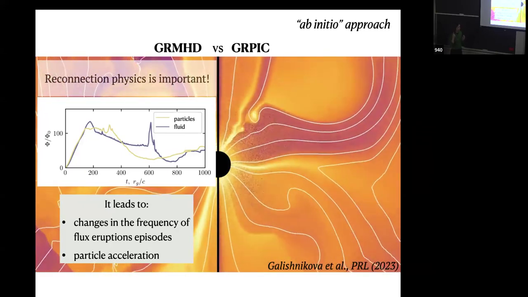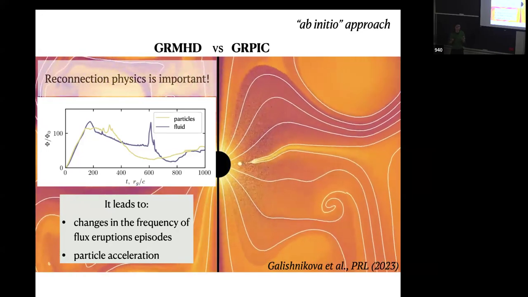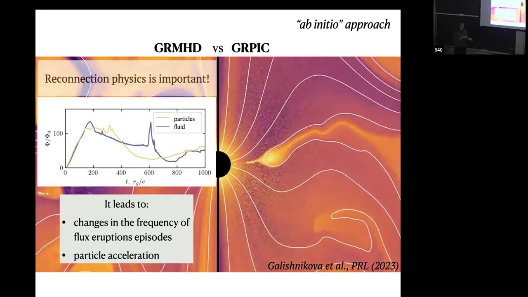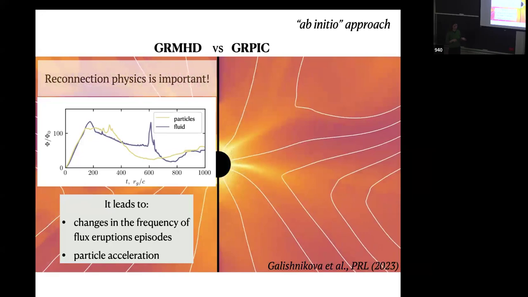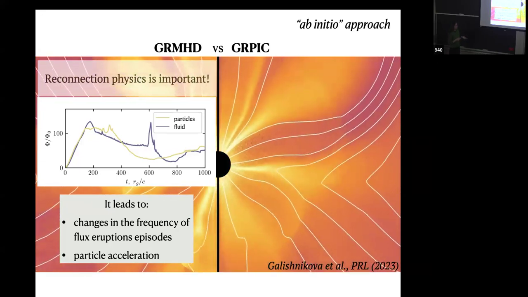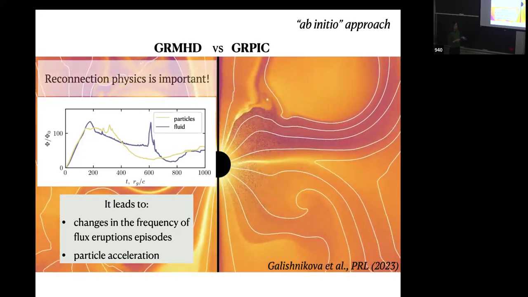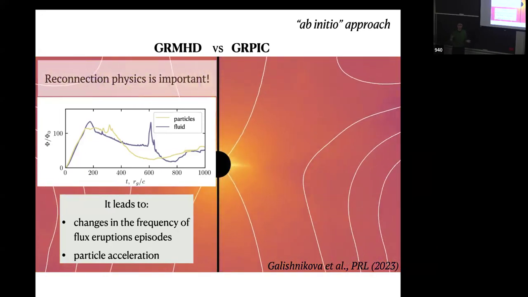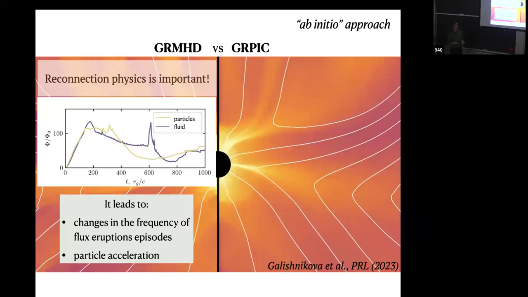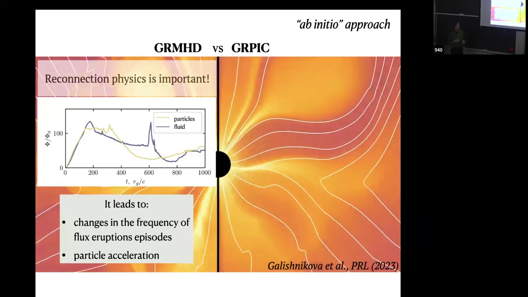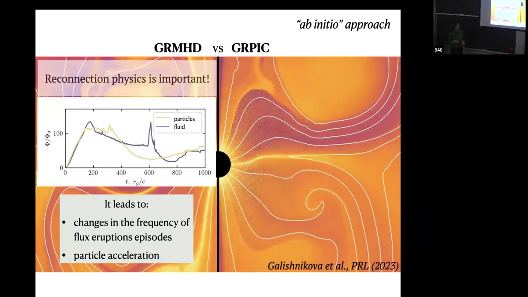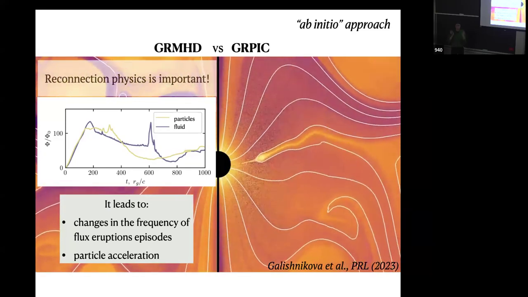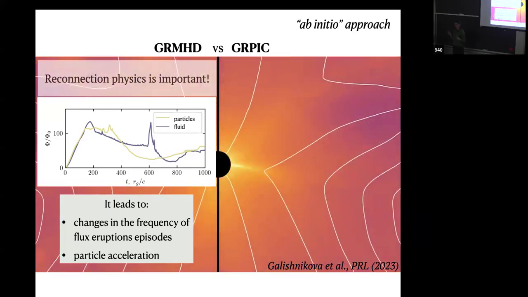First, the kinetic approach has a higher reconnection rate, and the exponential fall of the magnetic flux at the horizon happens faster, at this time here compared to here. Also, due to the difference in the scale of the reconnection and the way the flux accumulates onto the black hole, we can have some differences in the frequency of disruption episodes. Of course, this is a very toy problem.